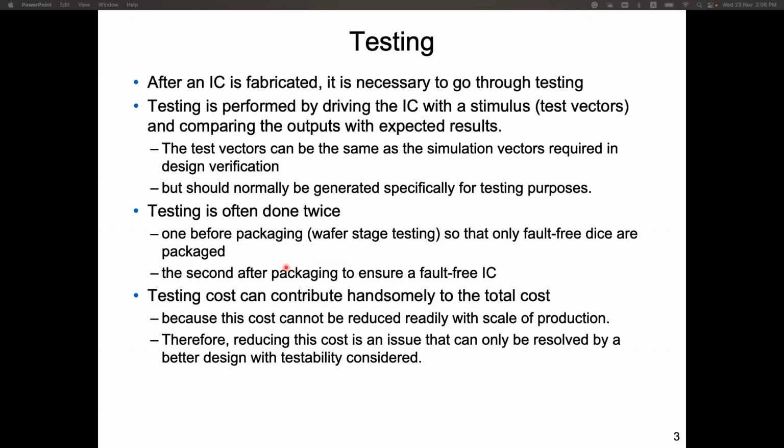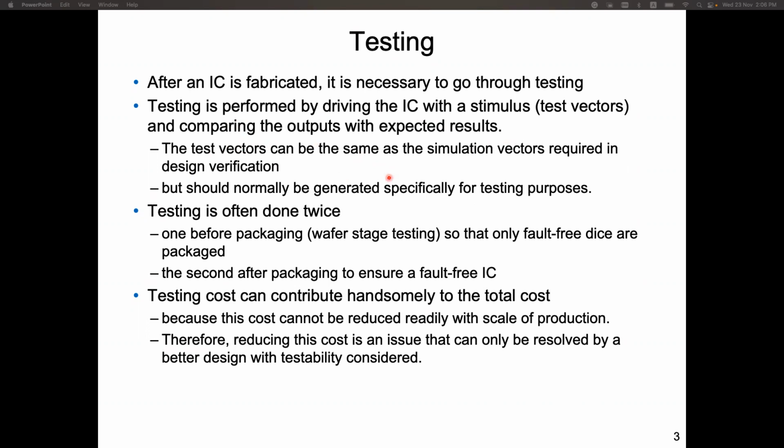So testing. This is about IC design, not really about FPGA. After an IC is fabricated, it is obviously necessary to go through testing, because not every die on the wafer will work without problems, due to process variations and errors. Testing is performed by driving the IC with a stimulus, or called a test vector, and comparing the output of the IC with expected results.